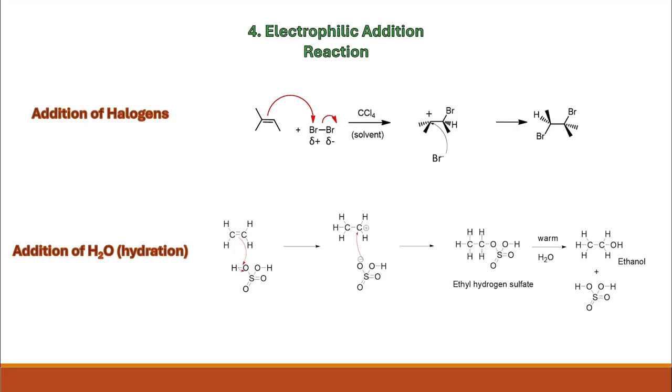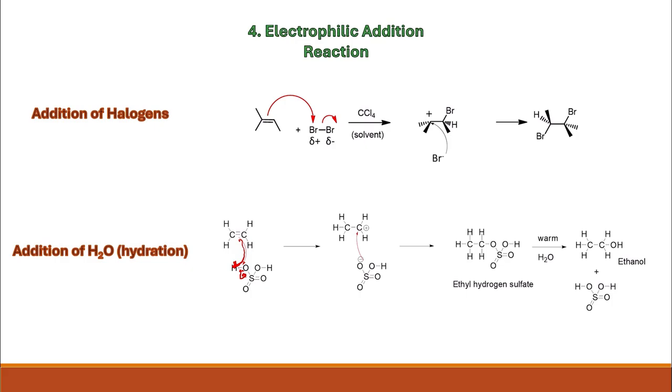Addition of water, or hydration, is a specific mechanism because we use sulfuric acid as a catalyst here. In the case of sulfuric acid, the first step is the double bond going toward the proton on the sulfuric acid, and the bond is going to break, and that will create the carbocation. Remember, if this is an unsymmetric alkene, the same principle applies where we can have two intermediates, two carbocations, one major, one minor.